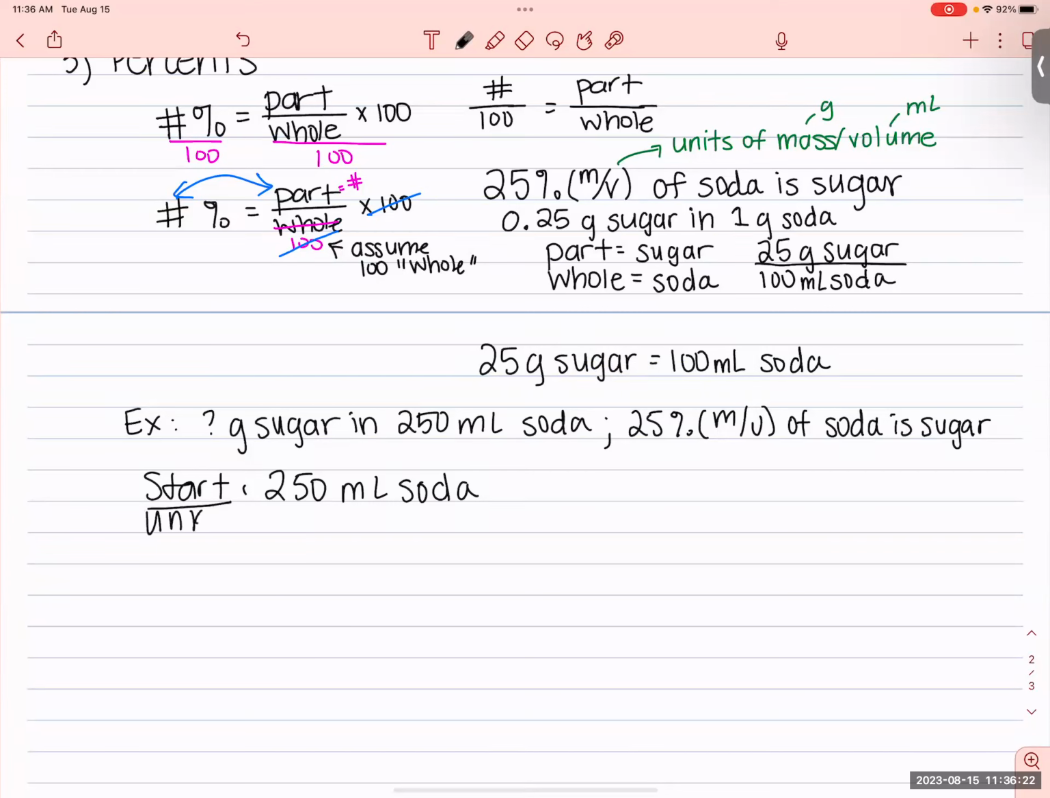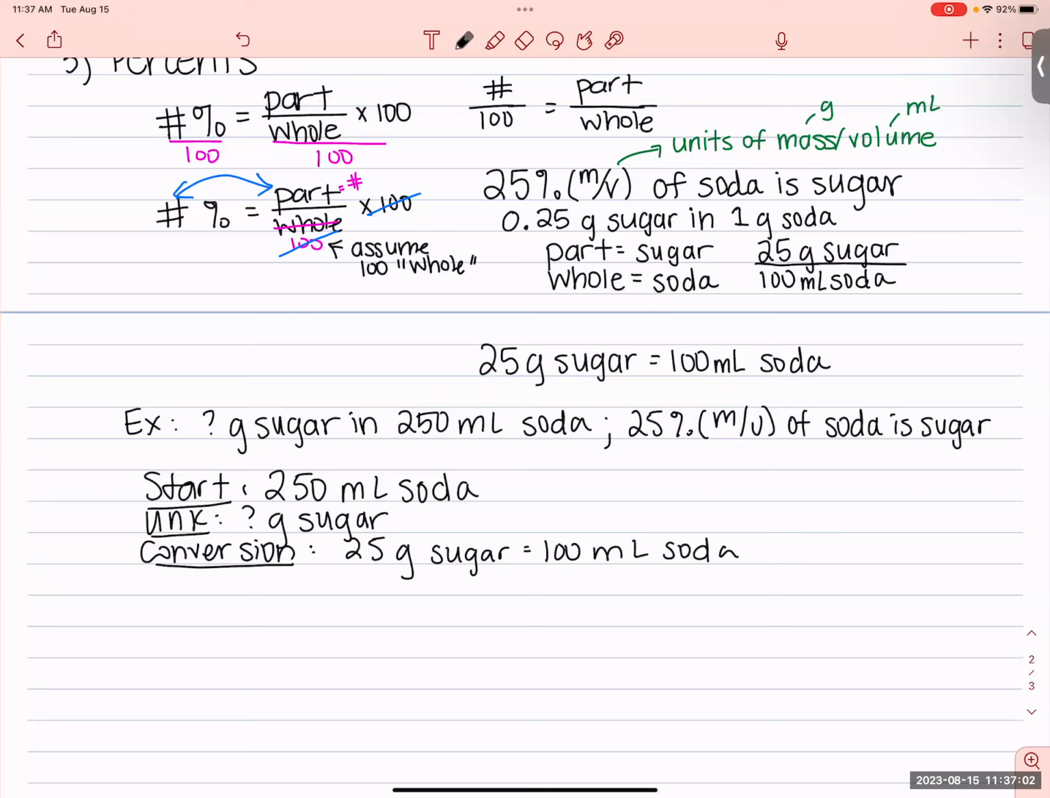My unknown and where I'm going to end is grams of sugar, not just grams of soda, grams of sugar. I don't have a relationship. I don't have the density of the soda. So I can't go from milliliters of soda to grams of soda because you're not given the density. You're given the percent between soda and sugar, between the part sugar and the whole, the soda. A conversion that I have is my percent. 25 grams of sugar in every 100 milliliters of soda.